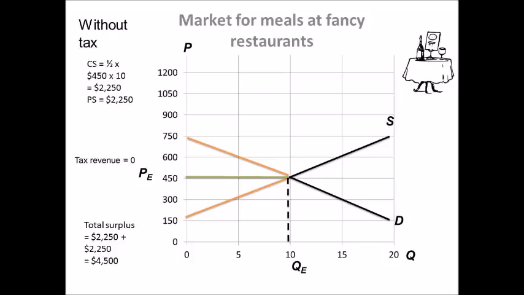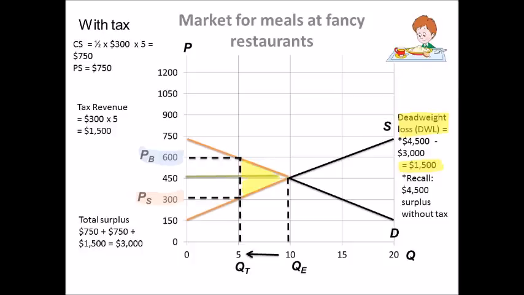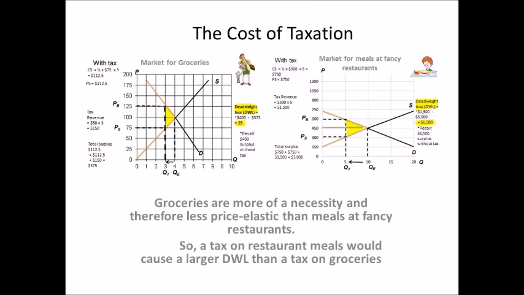Now on to the market for meals at fancy restaurants. Again, we will see a graph without the tax. The total surplus here is $4,500. And on this graph, the total surplus is $3,000. Again, you will see the deadweight loss calculated here, and it is $1,500. Now that you have seen both with taxes imposed, which one needs to be taxed?